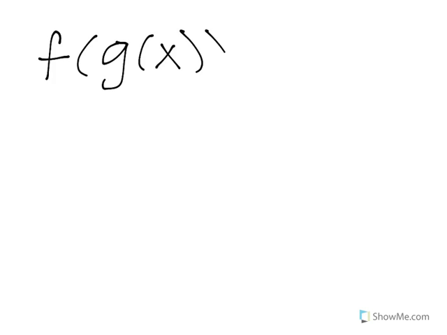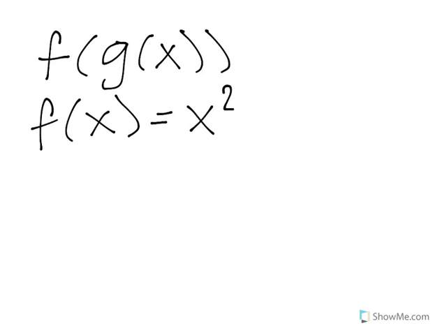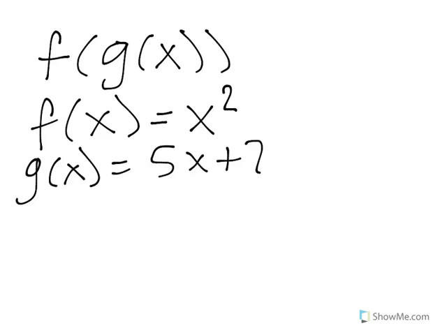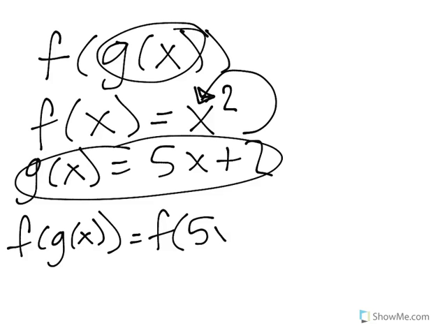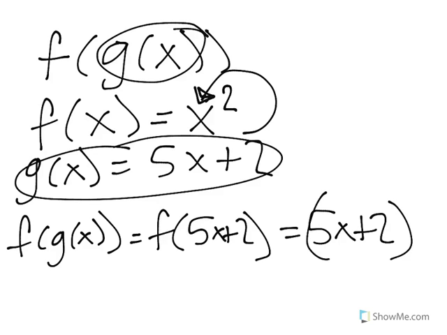Sometimes the functions can get a little bit more complicated. Instead of just having something like 2x plus 1 or x plus 3, you can have f of x equals x squared, and then g of x equals 5x plus 2. And so what you do is you take the inside, which is g of x, and you plug it in for x. So you do f of g of x equals f of 5x plus 2, which equals 5x plus 2 squared.